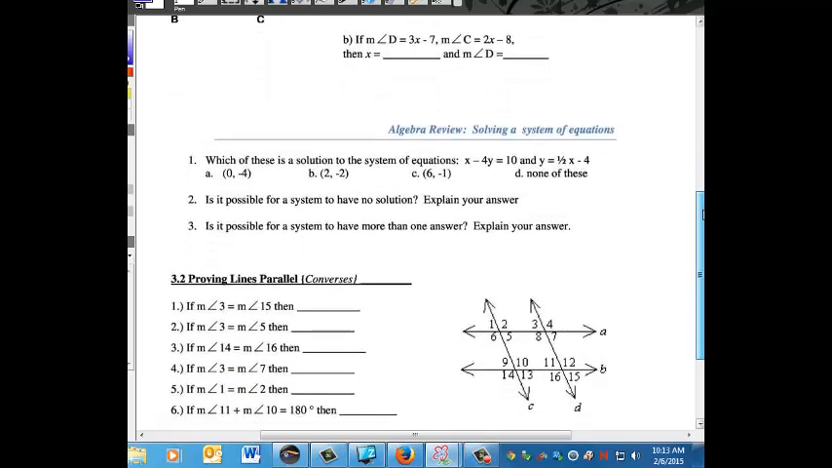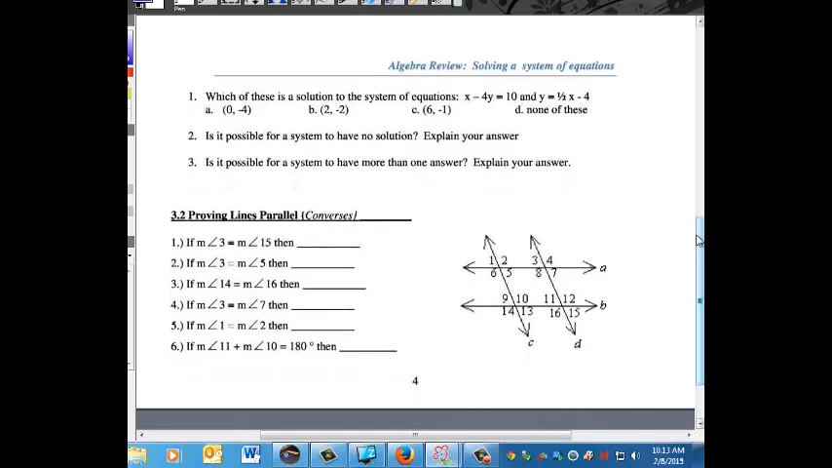Proving lines are parallel. We're going to start off with angle 3 and angle 5. The first thing we want to do is define what kind of angles we have with angle 3 and angle 15. So here's angle 3 and here's angle 15. And it looks like these appear to be alternate exterior angles. So if these two angles are each the same, that means line A and line B have to be parallel.